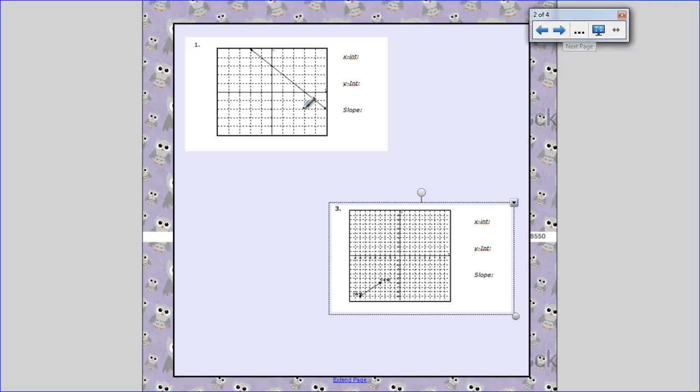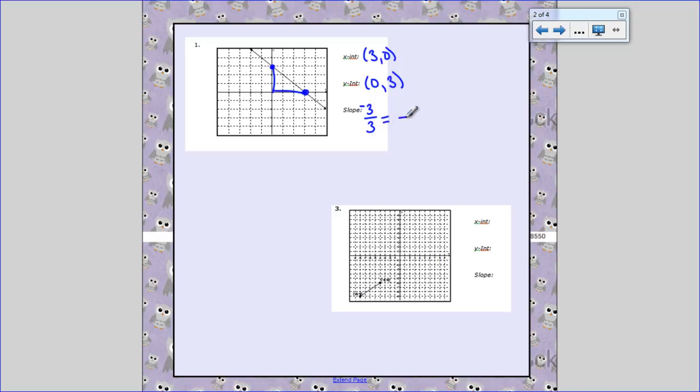So, number one here, I've got this pretty little graph. I want to find the x-intercept, the y-intercept, and then the slope. So the x-intercept is where it crosses the x-axis. It's this point right here, which is at 3, 0. That's why it's called a zero, because the y equals 0 at that point. And then the y-intercept is right here at the y-axis, and it looks like it's at 3, so it's at 0, 3. So if I wanted to find the slope of that line, I'd use my two points and I would count my rise over my run, which happens to be -3/3, which is the same thing as -1.